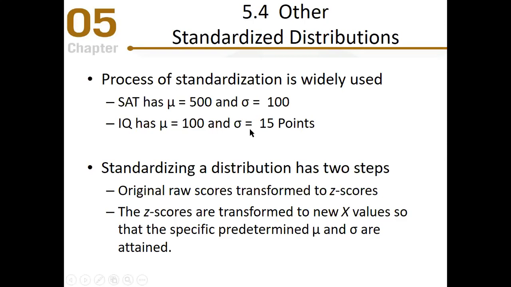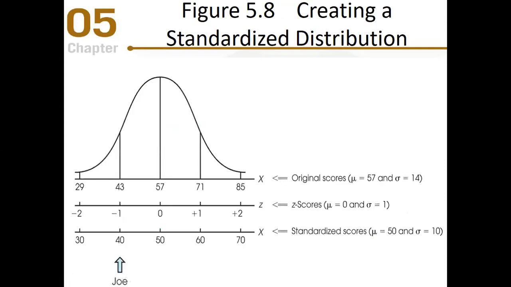Okay, IQ tests have a mean of 100 and a standard deviation of 15 points. That's the standardized IQ scale. You can take an IQ test, the WAIS, the Stanford-Binet, any kind of standardized IQ test, and we can convert the score to the standardized IQ distribution to see where you fall compared to the rest of the population. When we standardize a distribution, there's simply two steps. We have to transform all of the original raw scores into z-scores, and then we take the z-scores and transform them to new x values so that the specific mean and standard deviation are attained. Okay, let's look at that visually.